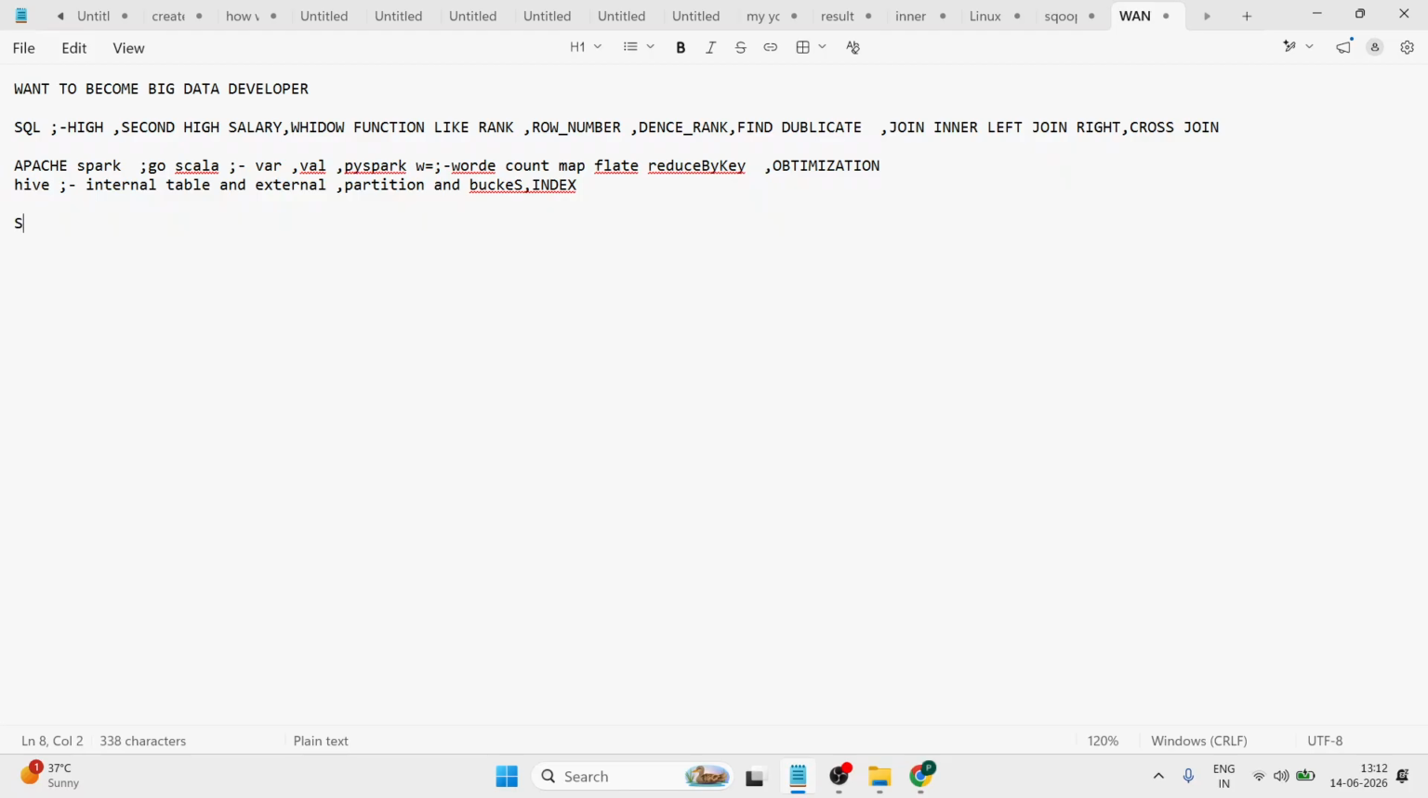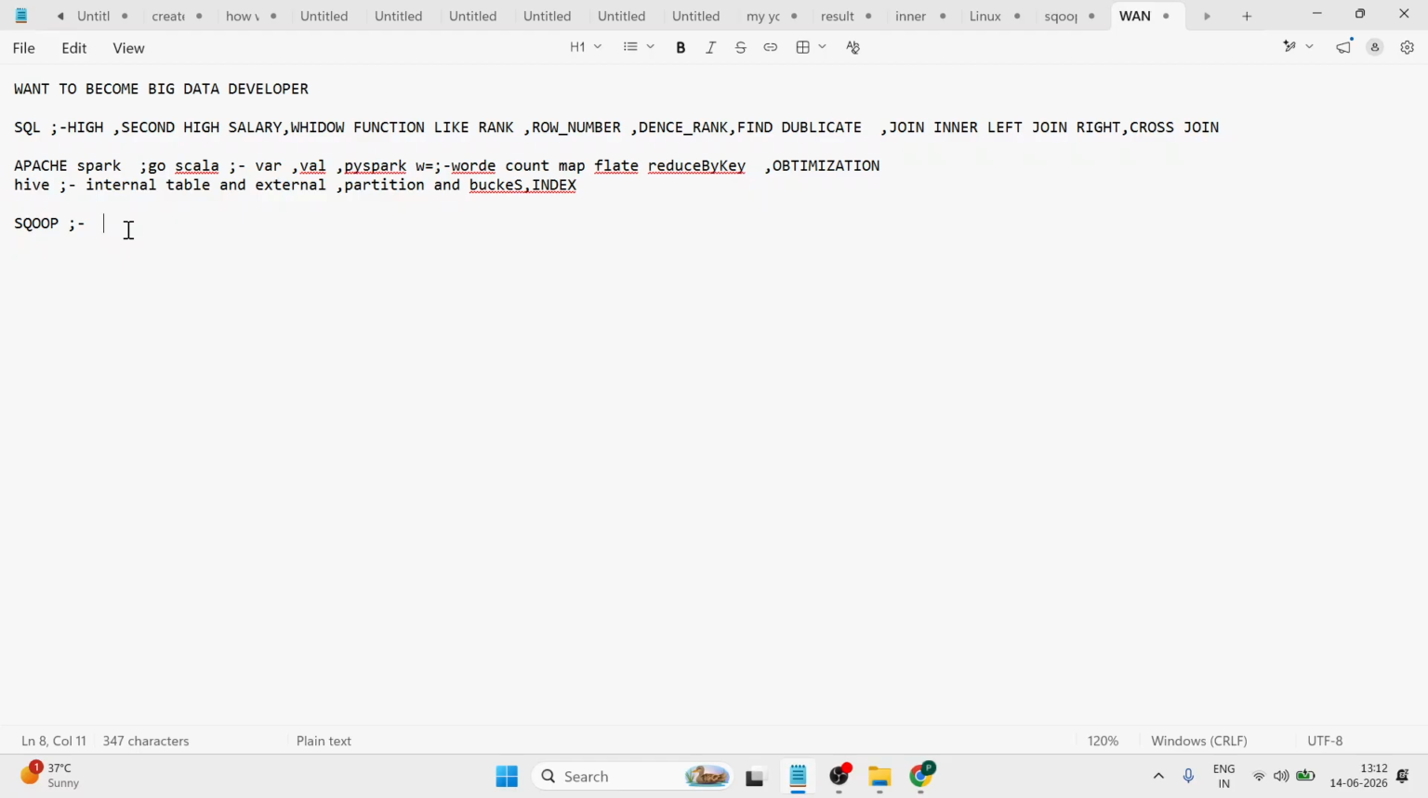Another one is Sqoop. Sqoop is also helpful. Sqoop is basically used to migrate data from a relational database management system to HDFS, which is also called import, and from HDFS to a relational database. You will migrate data from one to another.